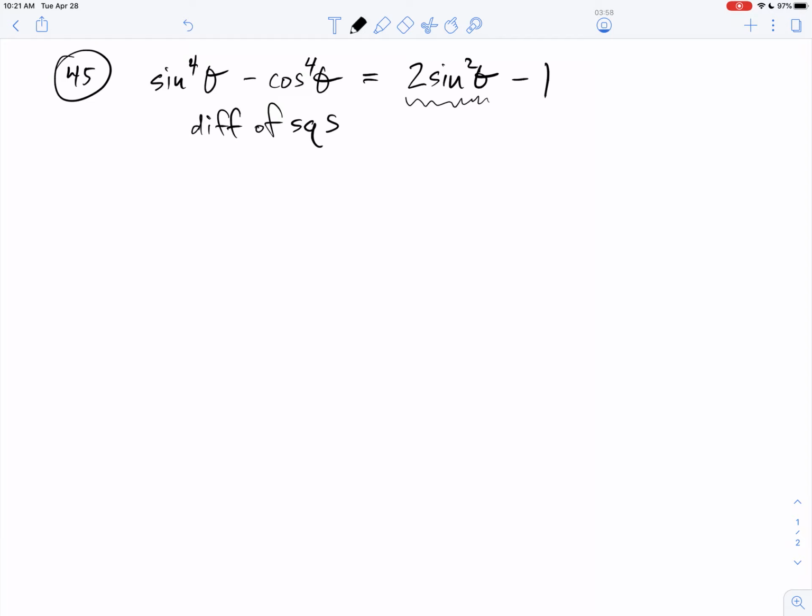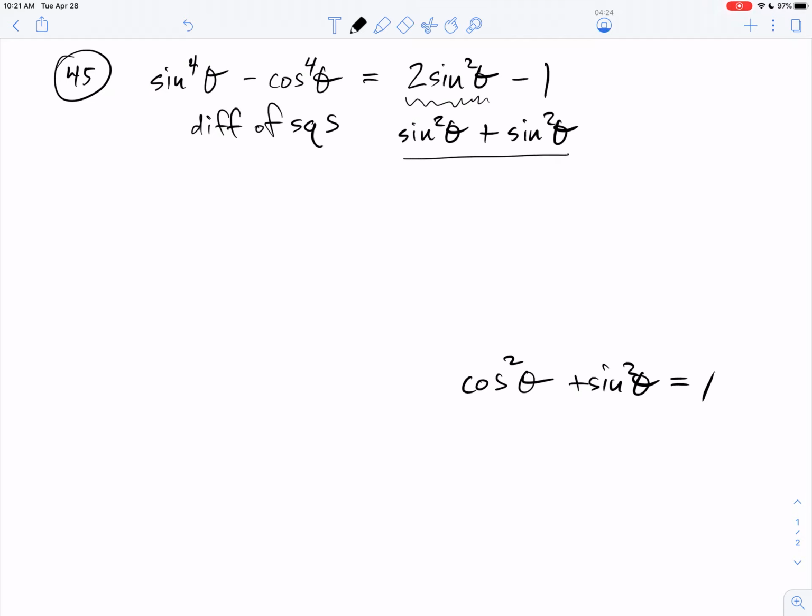I'm going to use a version of this thing. What are they using? Theta. Cosine squared theta plus sine squared theta equals 1. I'm going to use a version of this, but here's where they're sneaky. 2 sine squared theta is the same as sine squared theta plus another sine squared theta. That's what 2 sine squared thetas equal. And then you have this minus 1.